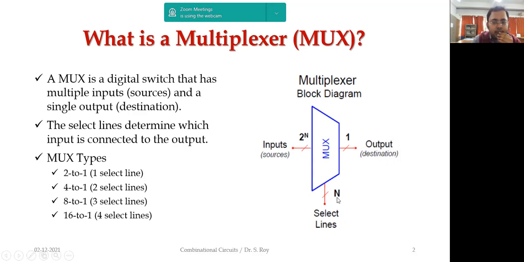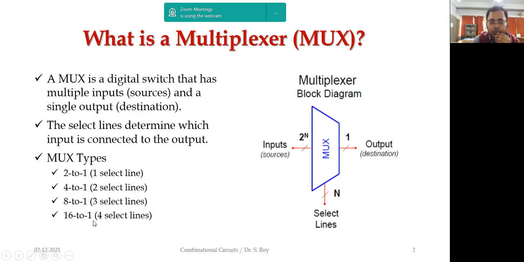The relation between the select lines and the input lines is such that if the number of select lines is n, then the number of inputs is at most 2 to the power n, not more than that. That means if n equals 1, the number of inputs is 2, and that kind of multiplexer is known as a 2 to 1 multiplexer. Whenever n equals 2, that multiplexer is known as a 4 to 1 multiplexer.